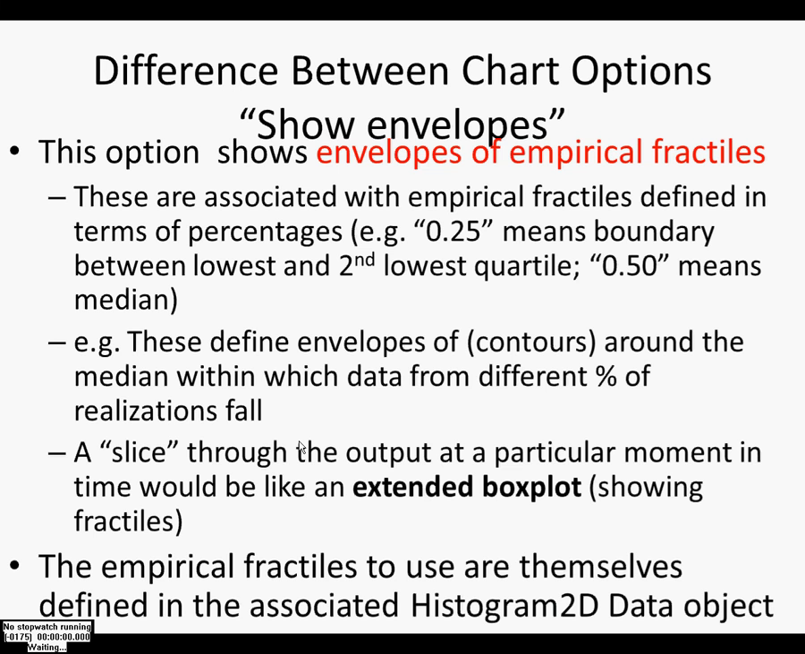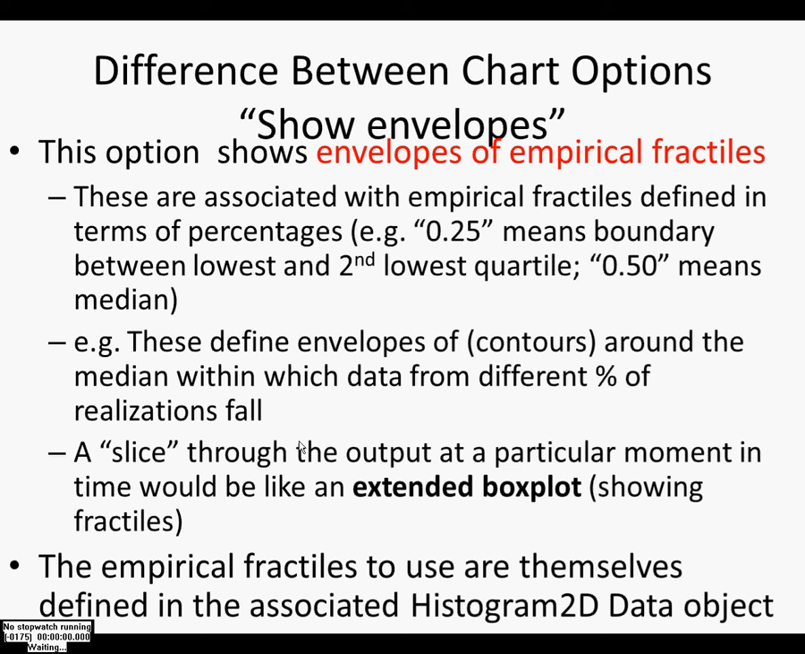What's this lower one here? The lower part of the box. Sorry? Yes, so it's the 25th percentile. In other words, 25% of the values lie below this. And this top? 75th. And that's what we can get with these empirical fractiles.